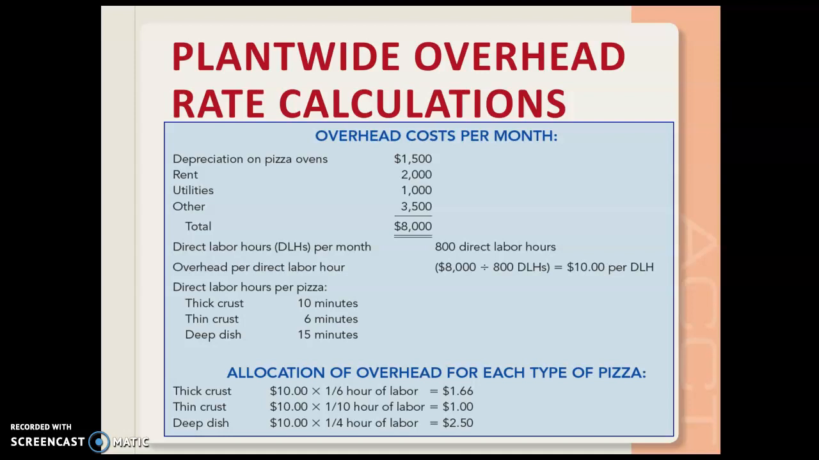So for every deep dish pizza that we make, whatever direct materials went onto that pizza, whatever direct labor, the quarter of an hour, the 15 minutes, goes on that pizza, plus the $2.50 of overhead that will be applied to that pizza, so that we know exactly how much that pizza cost us. So if the direct materials was $2 and the direct labor for 15 minutes was $3, and then we have this $2.50 for the overhead that we're applying, then we would have $7.50 of cost for a deep dish pizza.